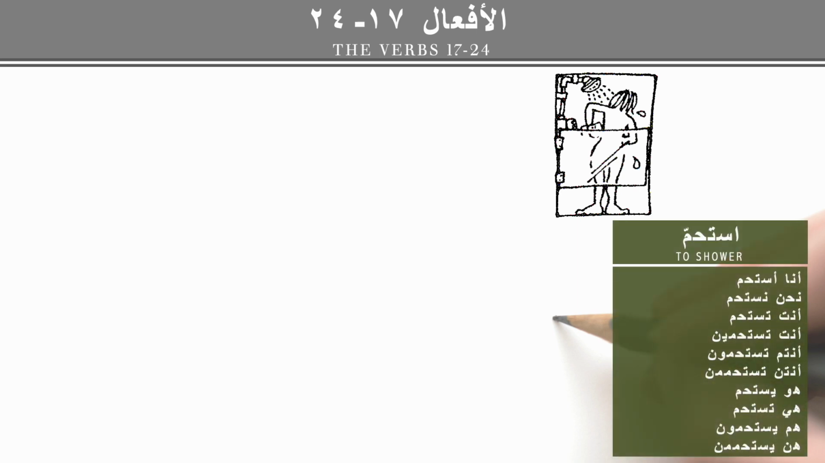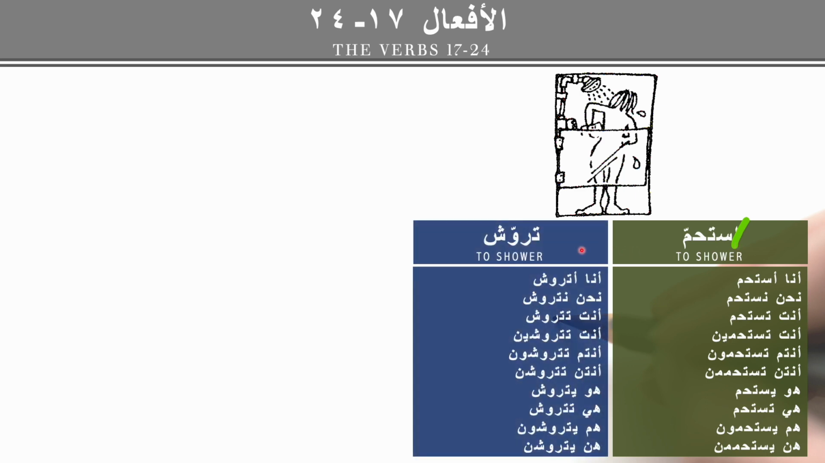The first way is taham. There's a shadda on the last letter meem. Keep in mind that the alif here, the extra alif at the beginning, has to be removed before conjugating the verb. The second verb, تروش.